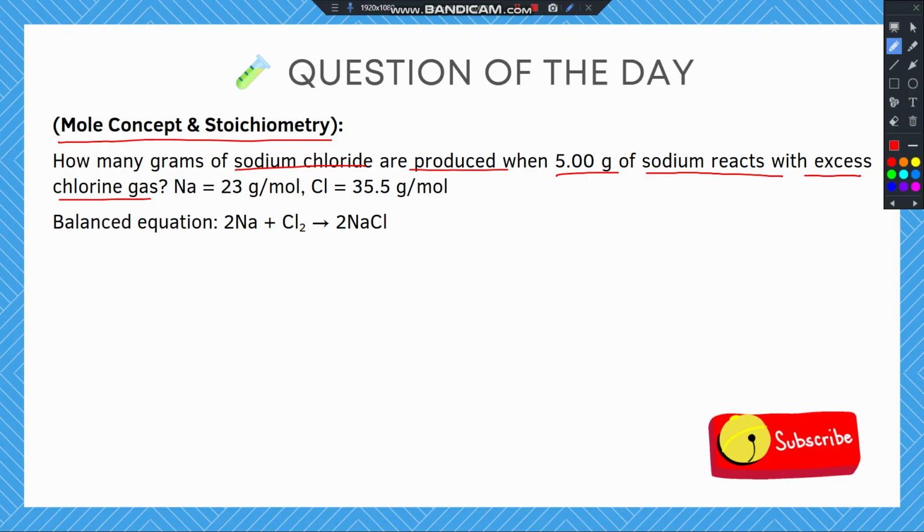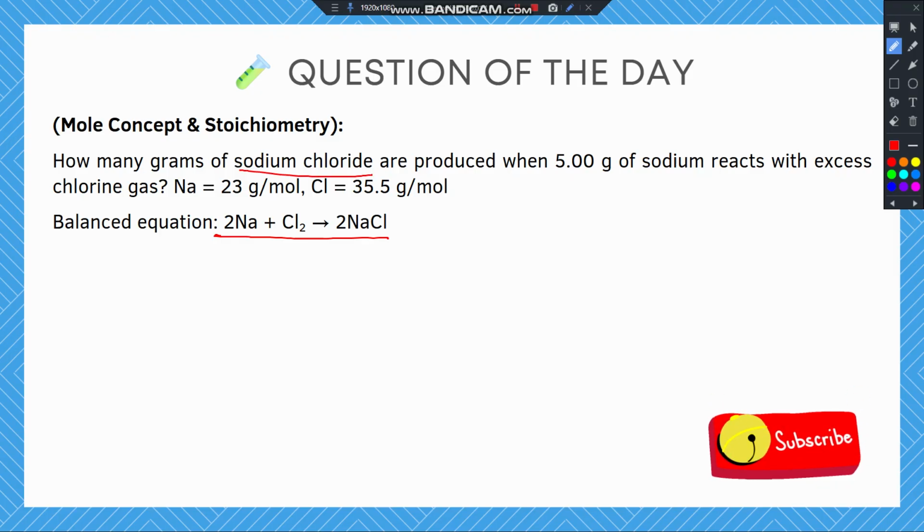They've given us some informational bits and pieces that we need in solving this question: the relative atomic mass of sodium and the relative atomic mass of chlorine. Here is the balanced equation for the reaction, and they are asking us how many grams of sodium chloride are produced. The first thing we need is the balanced chemical equation, because we're going to use it in solving this question every step of the way.